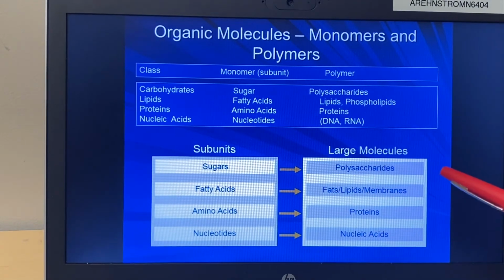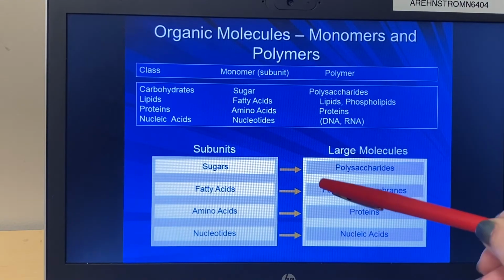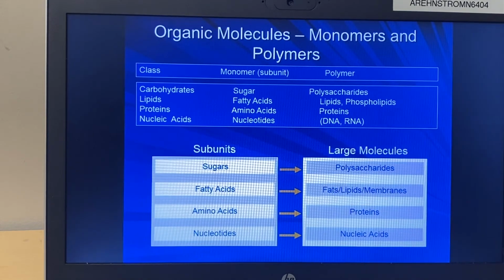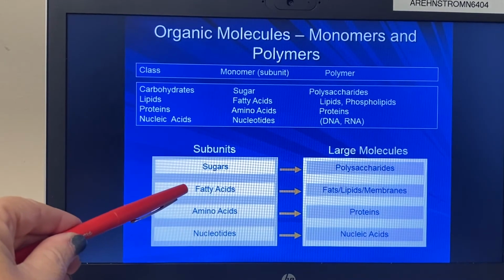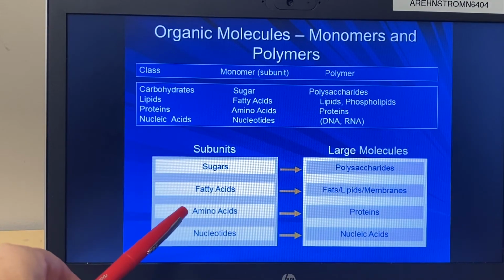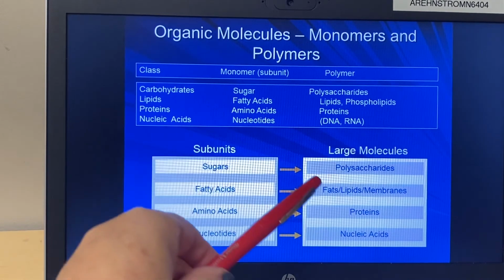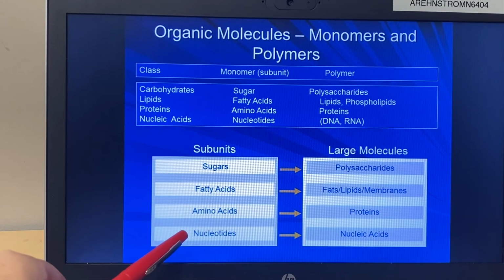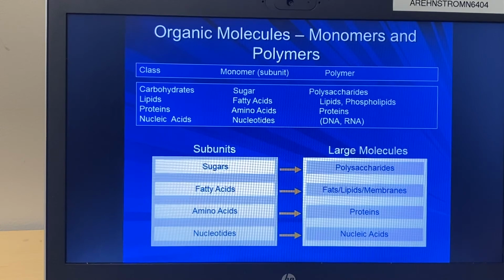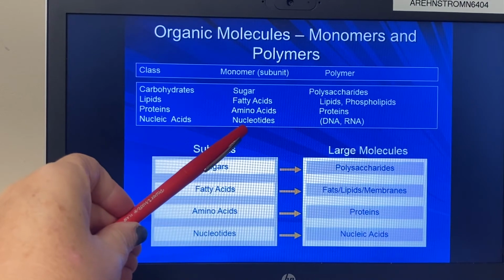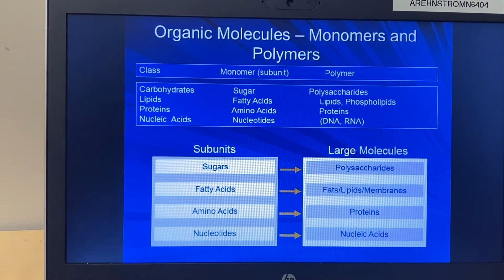Lipids probably have the most number of names. We can call them fats, lipids, membranes. I usually refer to them as fats or lipids. And for simplicity's sake, we're going to say that the building block or the monomer are fatty acids. Proteins are pretty easy. Protein is the polymer. They are made up of building blocks called amino acids. And then nucleic acids, such as DNA or RNA, are made up of building blocks called nucleotides. So that's the difference. But yes, you should know what the polymer is and know what the building block or monomers are of each of these four classes.